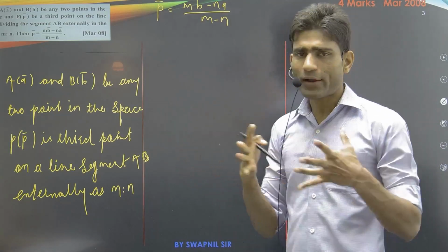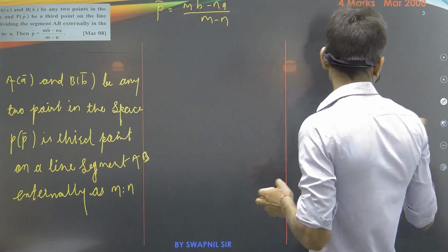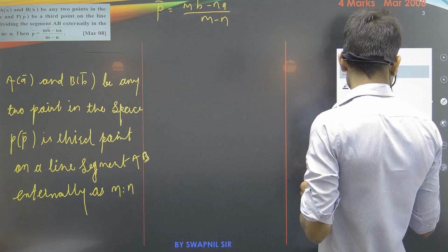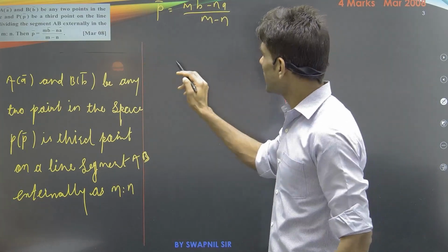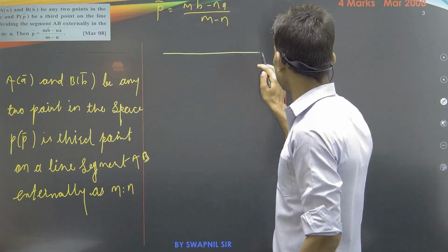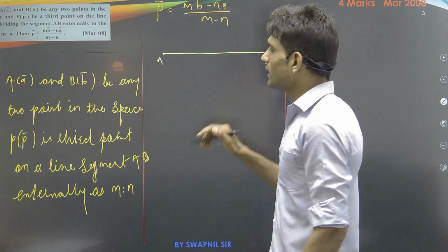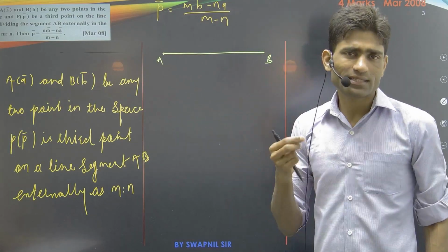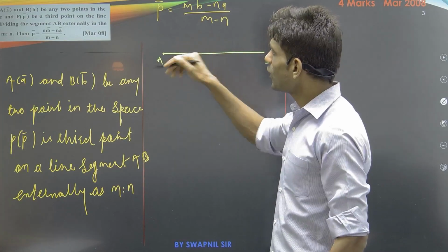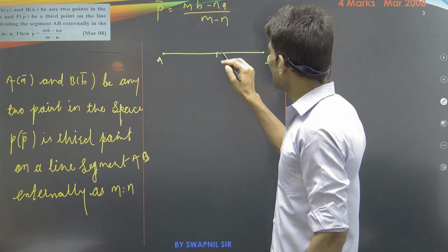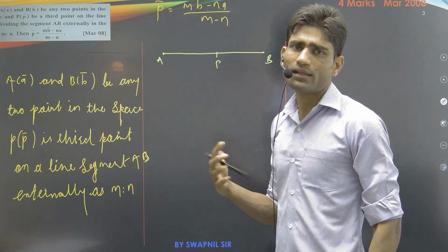First of all, we plot the figure and then we move to the proof. So let's go for the plotting of the figure. We have the given line segment AB, so I drew that line segment AB here. Every vertex has some position vector, which we will plot later. And P of P bar is a third point which divides our line segment AB externally.